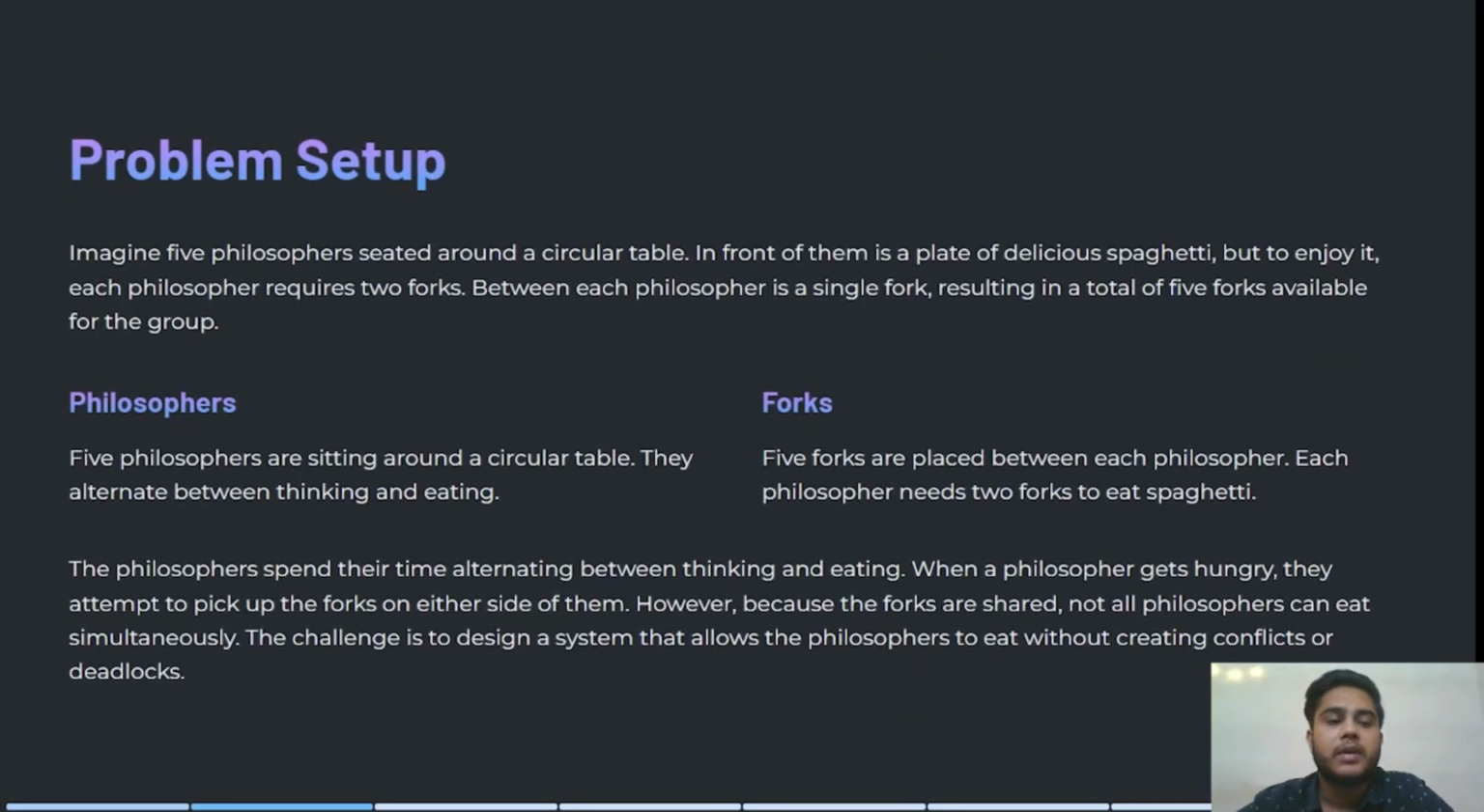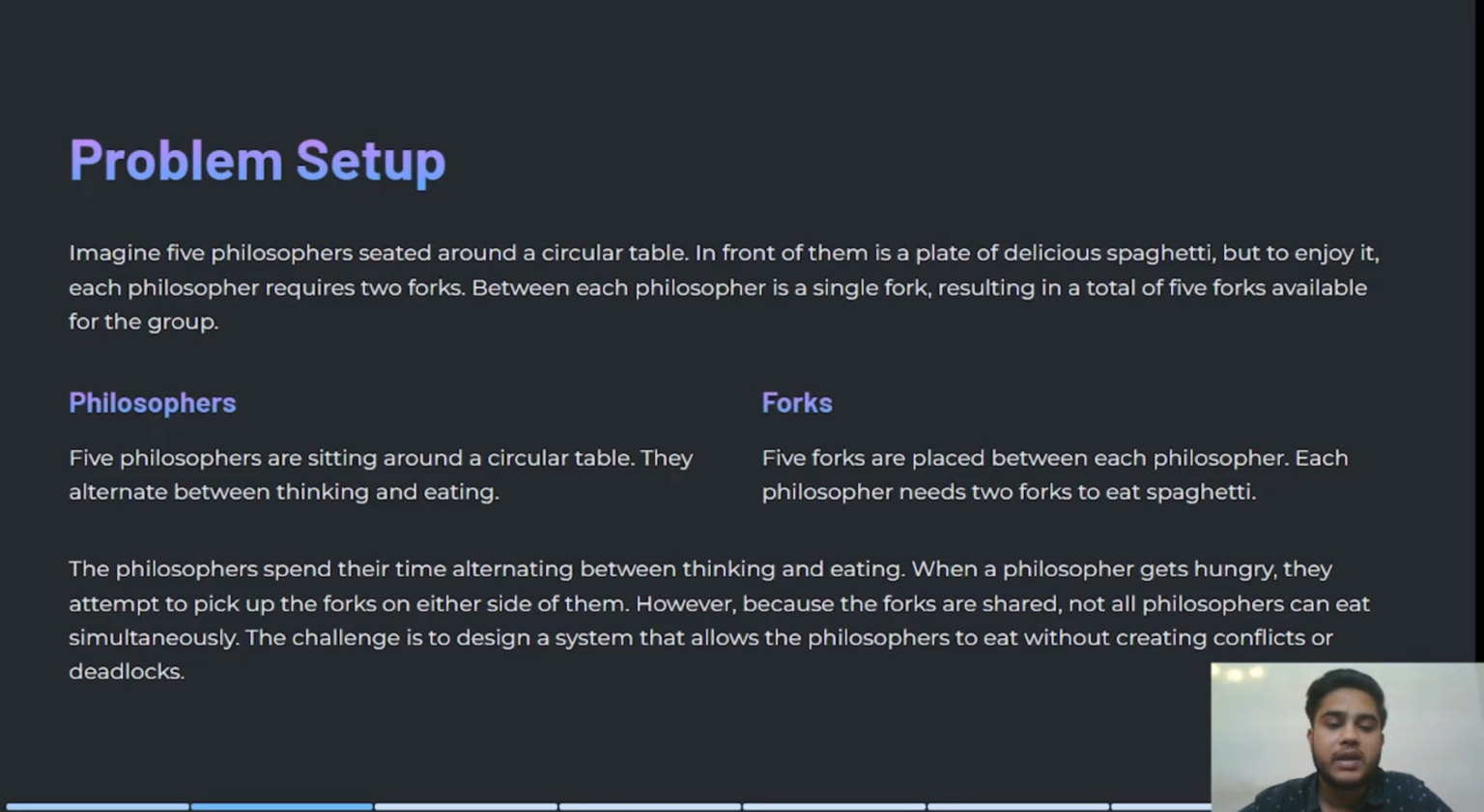So the problem setup is: given five philosophers seated around a circular table. In front of them is a plate of delicious spaghetti. But to enjoy it, each philosopher requires two forks. Between each pair of philosophers is a single fork, resulting in a total of five forks available for the group.